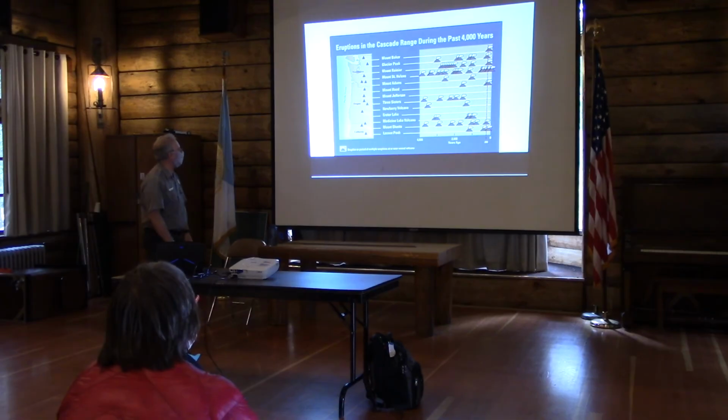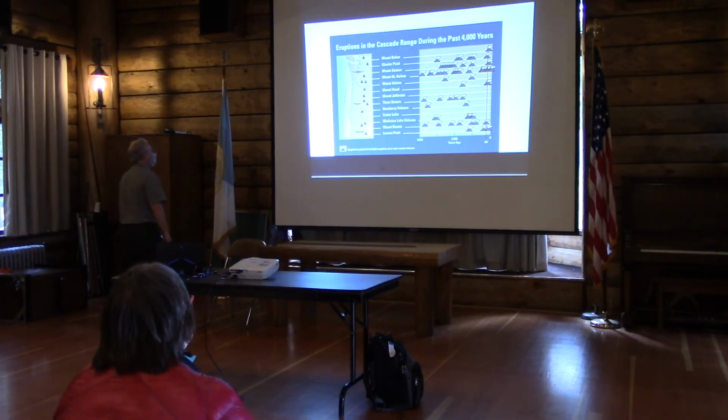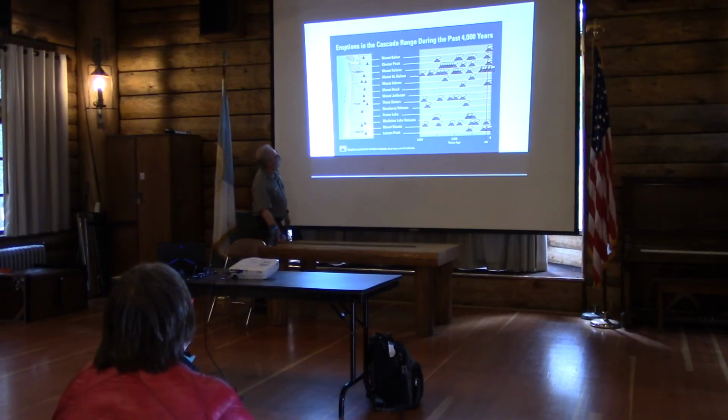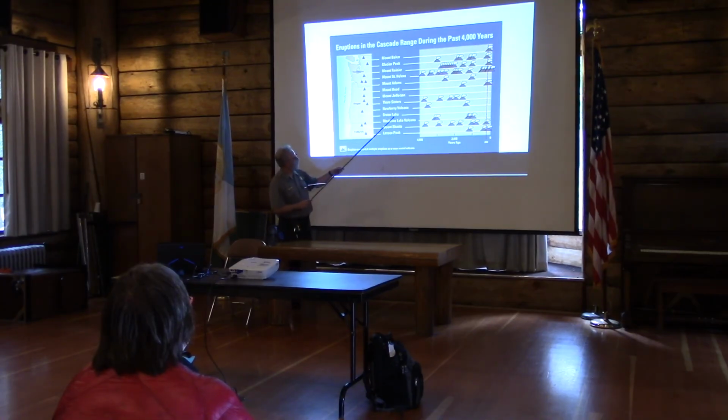There's a lot of versions of this diagram that are coming out of the USGS. Kind of really the history of volcanic eruptions in the last 4,000 years. And I always look at Crater Lake, it doesn't show up.